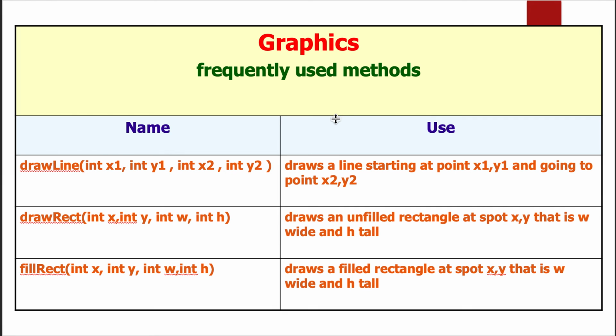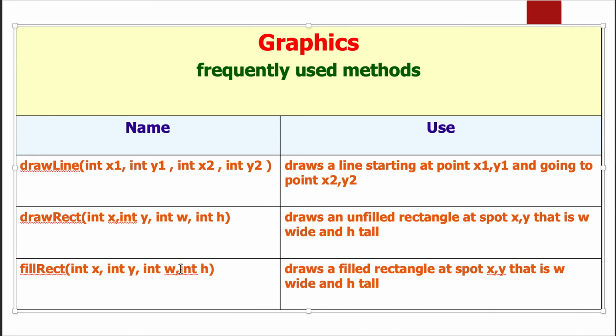Drawing a rectangle is very similar to drawing an oval, and in this case the parameters are the same, but rather than being rounded, we're going to have a rectangle, sharp edges, and again we can have a draw or fill here. Pay close attention to all of these are integers. You're going to want to make sure that you're not giving a double to any of these.